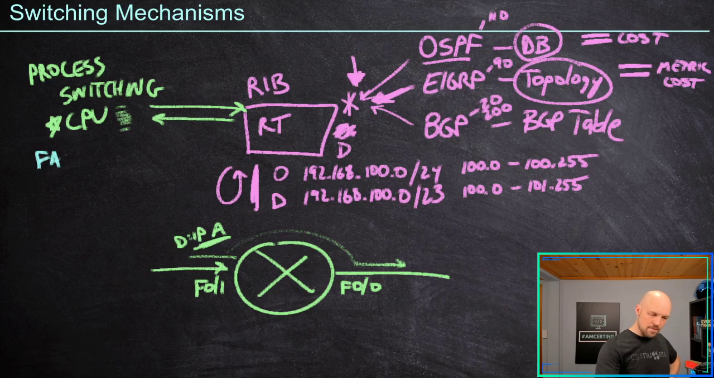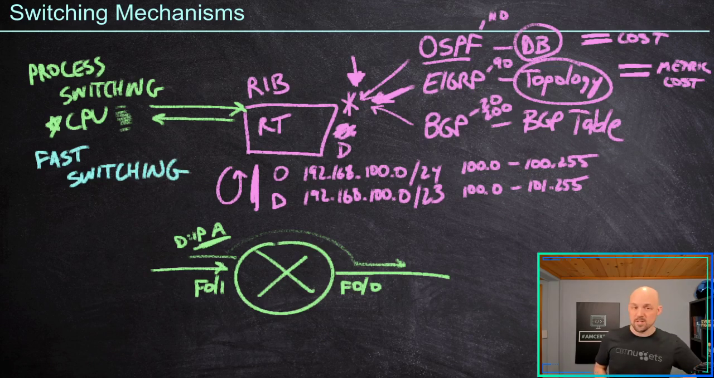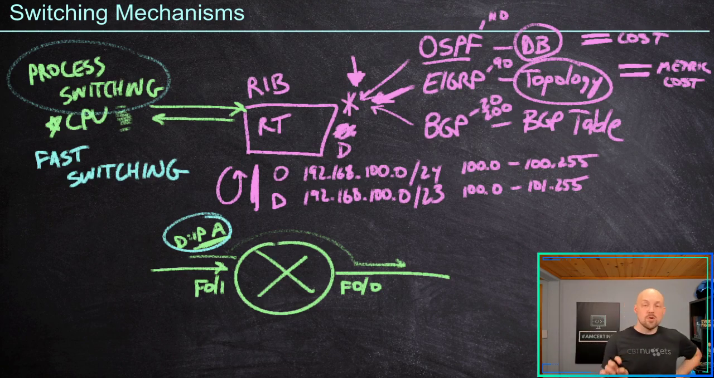So then we have this concept of fast switching. Fast switching is definitely smarter than process switching. And this is a cache-based system. So the idea here is that a packet arrives and its destination is for IP address A, and my router hasn't gotten anything towards IP address A, and so it's going to do process switching. Fast switching is based on process switching still. It's just only going to do it for the first packet that's destined for that IP address.